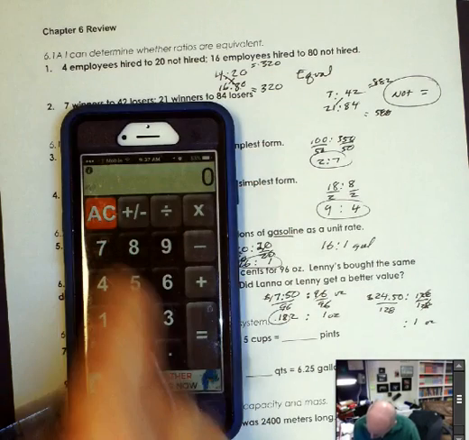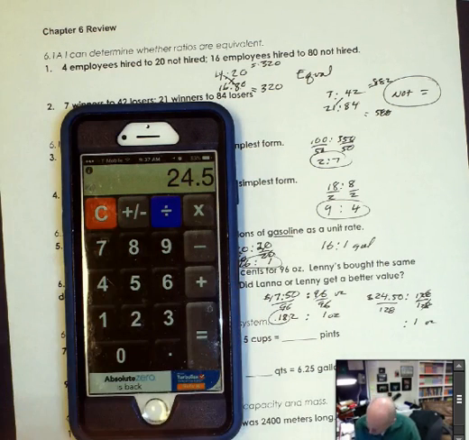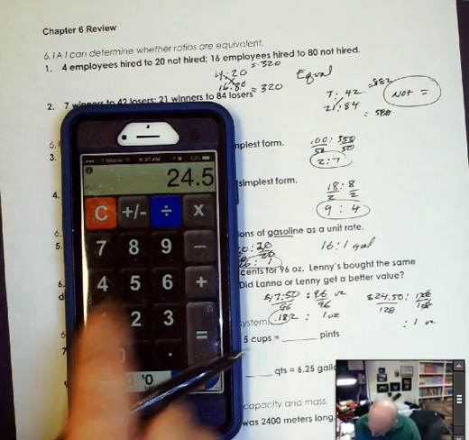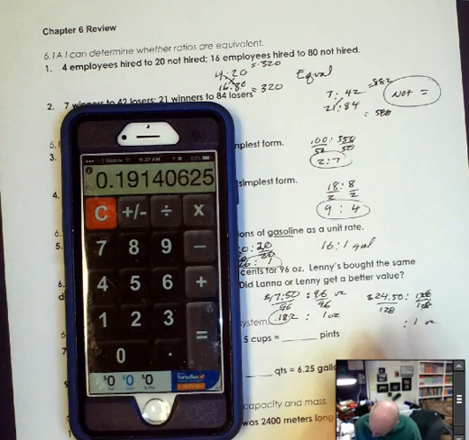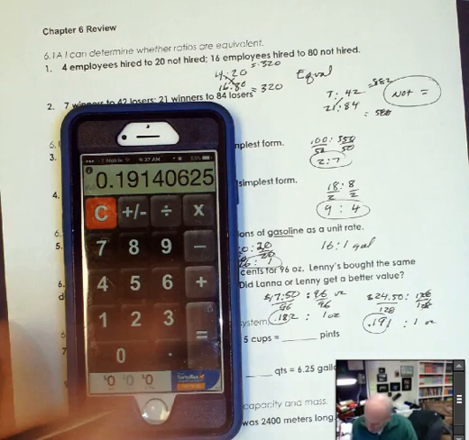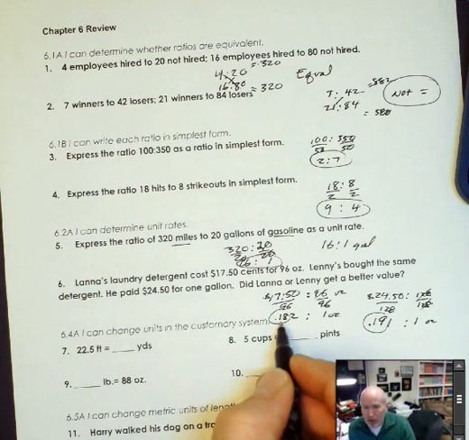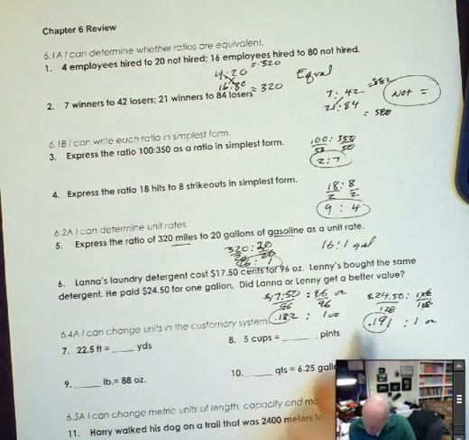We have $24.50, and we're going to divide that by 128 ounces. I already can see it: 0.191. This looks like about 19 cents an ounce. So Lana got a better deal. This is only about 18 cents per ounce. The other one is 19 cents per ounce.